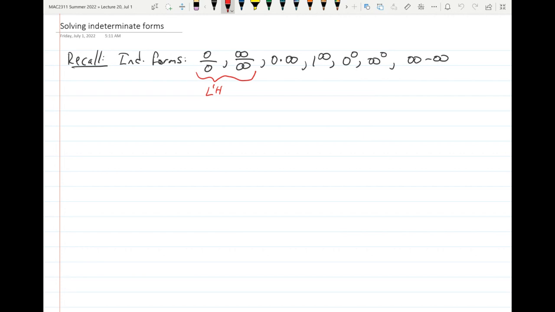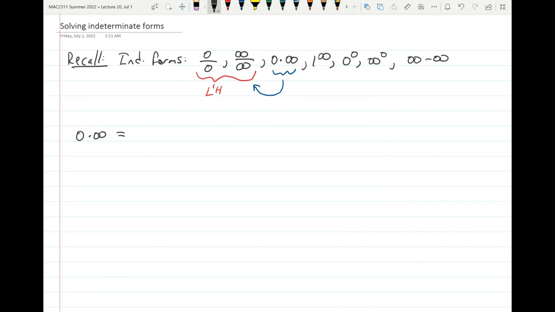Okay. Now, what do we do with the next one, with the 0 times infinity? Well, what we do here is a trick. We take this 0 times infinity, and we turn it into one of these two, either 0 over 0 or infinity over infinity. And then we use L'Hopital's rule. Okay? I'm going to show you what the trick is. In fact, let me do that right now. So when you have 0 times infinity, here is a trick. I'm just going to manipulate.